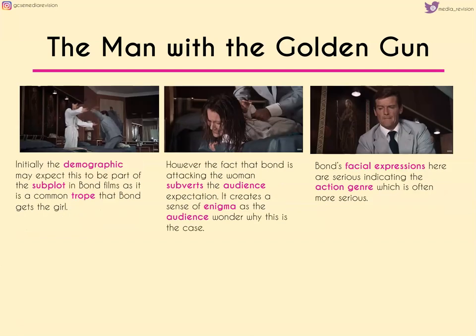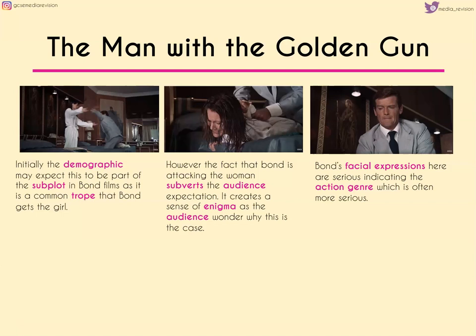Now initially we would expect Bond and a woman together to be part of the romance subplot. This is a very common trope because Bond normally gets the girl by the end of the narrative, but the fact that he's attacking her, as we can see in that middle frame, subverts our expectation and creates this sense of enigma because we wonder why he's attacking her and why this is the case.